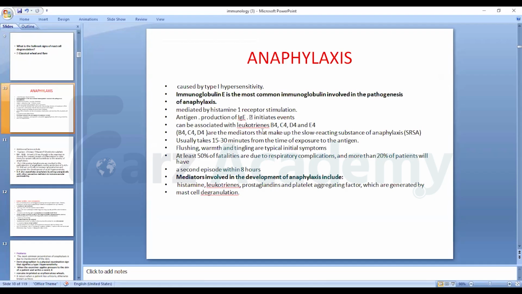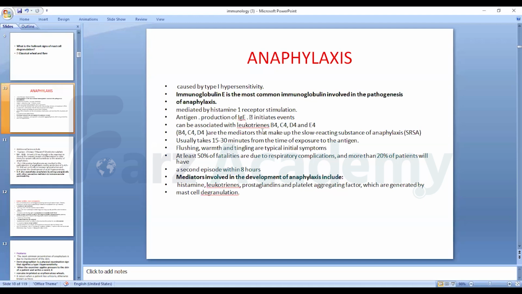Antigen production of IgE, which initiates the event, as we have learned that IgE is involved here, can be associated with leukotrienes B4, C4, D4, and E4. So these are the mediators that make up the slow reacting substance of anaphylaxis. It usually takes 15 to 30 minutes from the time of exposure to the antigen. Flushing, warmth, and tingling are the typical initial symptoms.